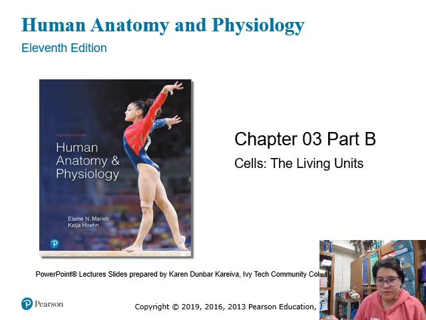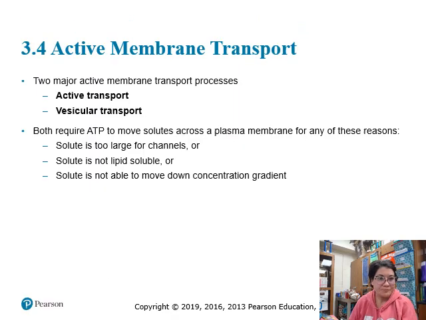All right, here's chapter 3, part B, and this is mostly about active transport, which goes against the concentration gradient, and cell signaling, how cells talk to each other. Okay, so active transport is the one that uses ATP, and then vesicular transport is going to be endocytosis and exocytosis, when pieces of the membrane pinch off to let things in and out of your cells. So both of these use ATP, which is energy, right?